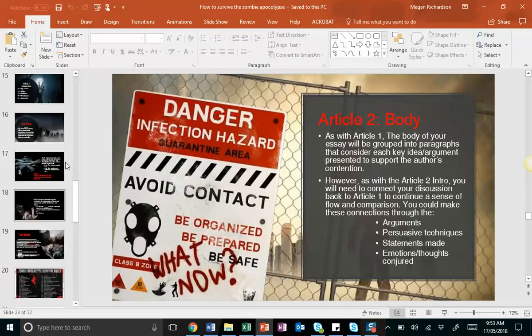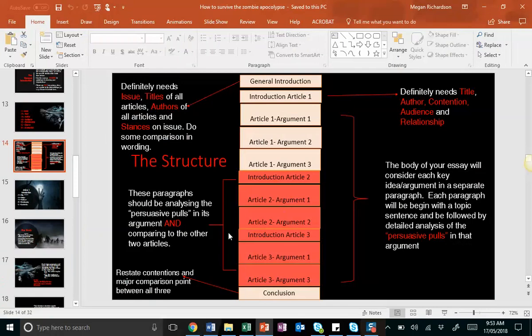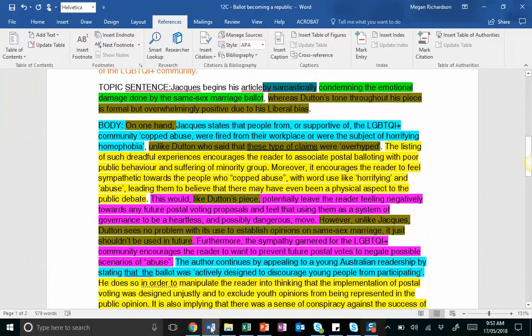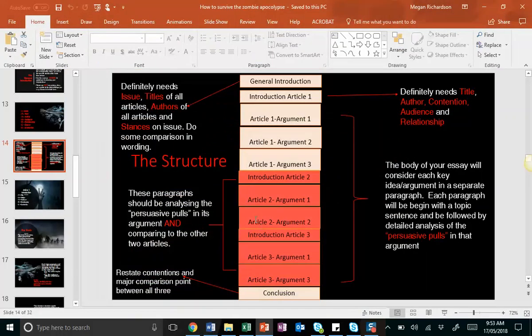Okay. So looking at this, everything that is red should have some comparison in it. So the intro to Article 2 should have a little bit of comparison, and we said the easiest place to add that would be in a linking sentence. And then in Article 2, when you're talking about your first argument, like we just did in our Word doc, start feeding it in. And then when you do your second argument, try and feed it in where you can.